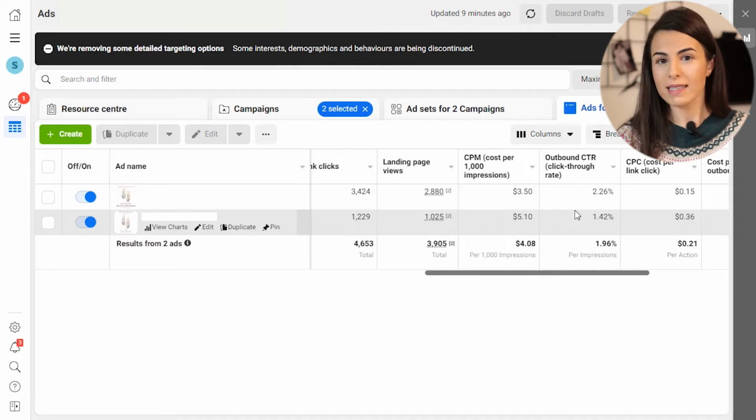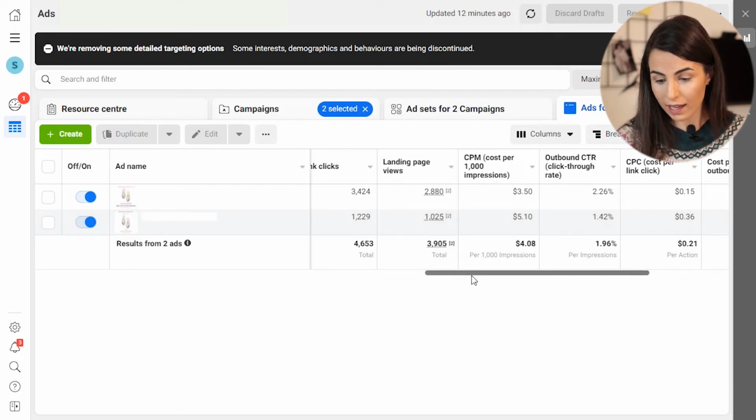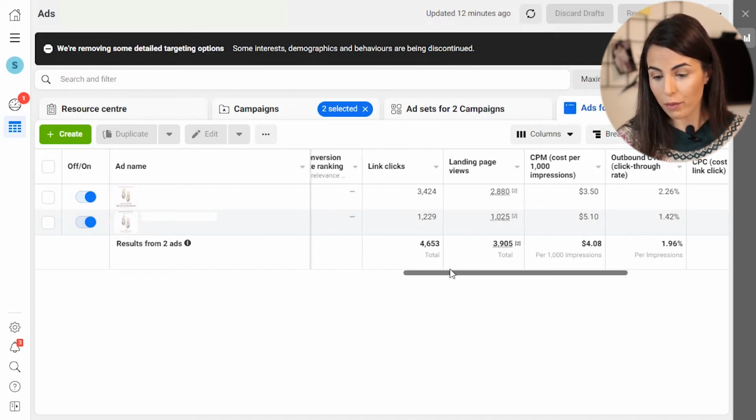The CPM is not a metric that you can modify a lot or you can influence a lot because it's not related directly to you. It's related to Facebook and to the bidding and to your competitors and so many things. I usually like to compare this number with the number of clicks.